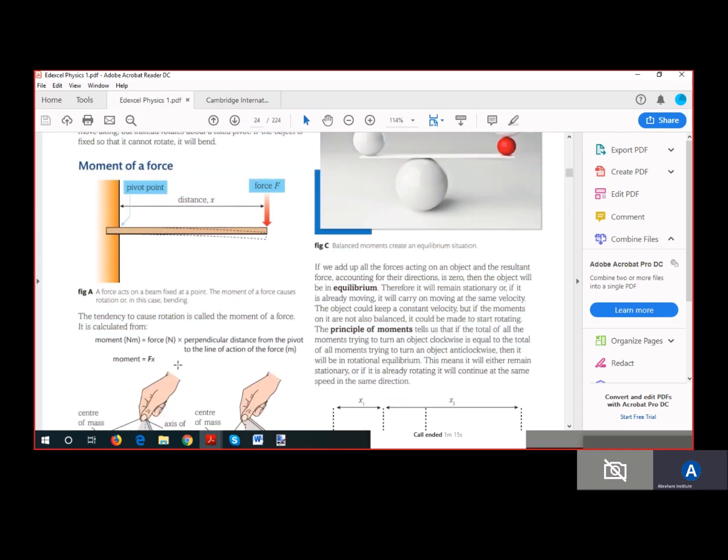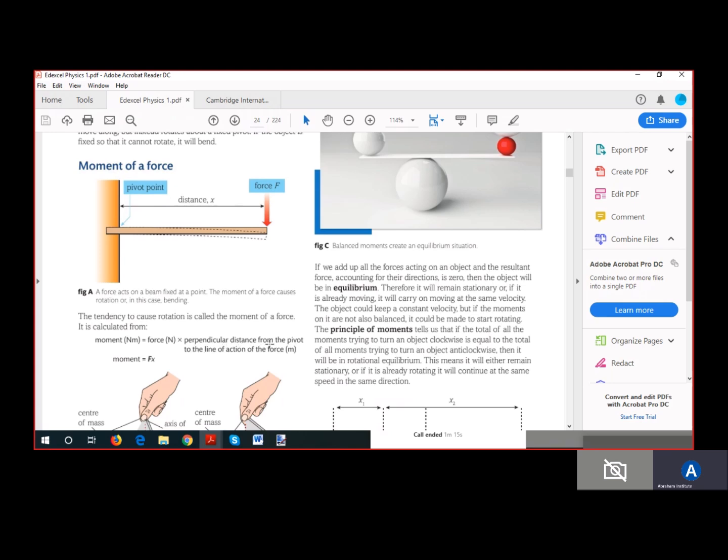And this is the definition: moment of a force is equal to the force times the perpendicular distance from the pivot to the line of action of the force. This word perpendicular distance has to be mentioned. The word perpendicular is very important. If you write moment equals force into distance, that's not correct. You won't get the marks. You have to say moment of a force is equal to the force into perpendicular distance from the pivot to the line of action of the force.